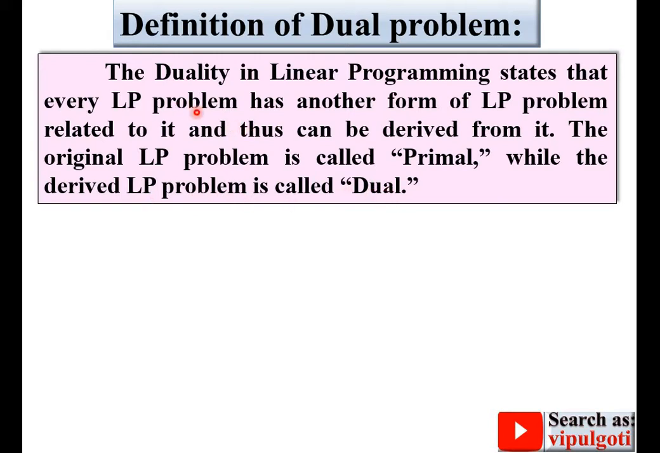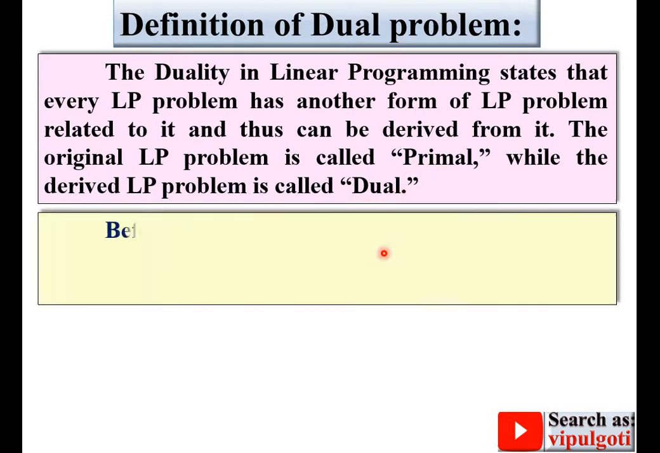So each and every LP problem has two different forms. The first form is known as the primal problem and the second form is known as the dual problem. And the dual problem is derived from the primal problem. So the meaning of primal problem and dual problem is the same, only the problem has a different form.